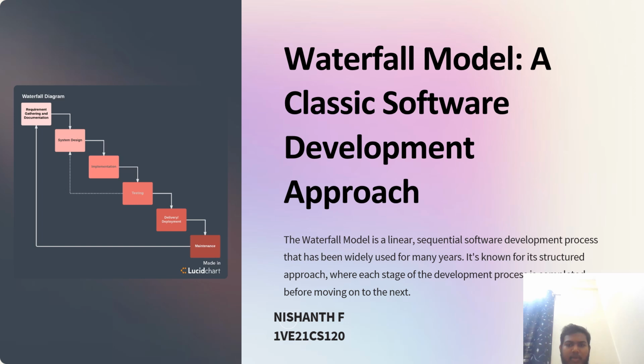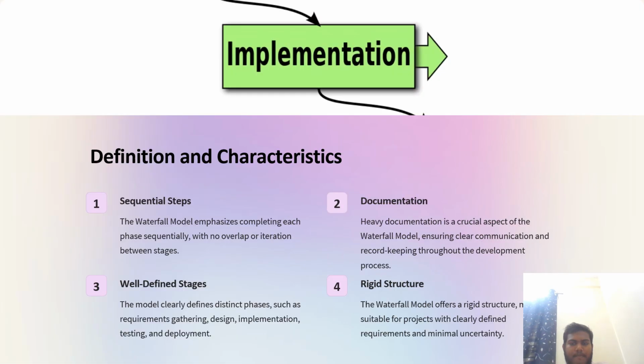Today we are discussing the waterfall model, a classic software development approach. The waterfall model is a linear and sequential software development process that has been widely used for many years. It is a structured approach where each stage of the development process must be completed before moving on to the next. Now we'll see the implementation, and first we'll see the definition and characteristics.